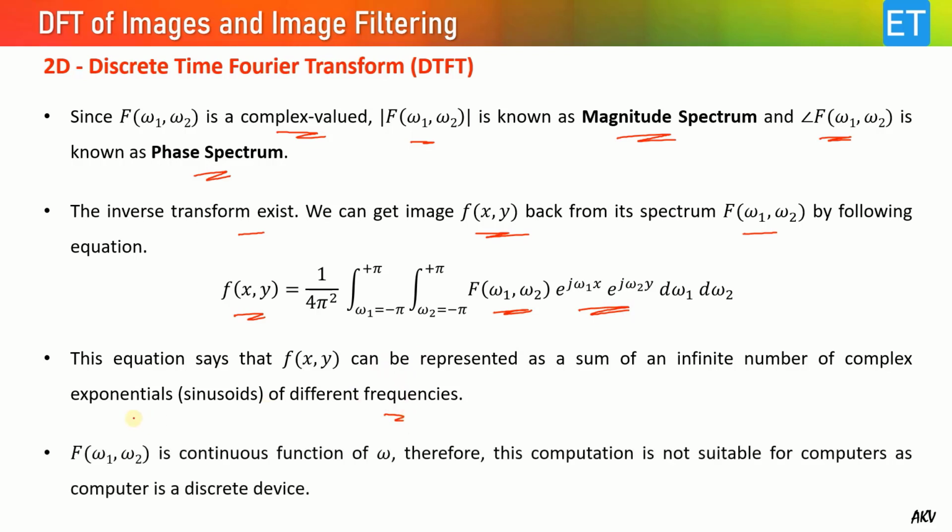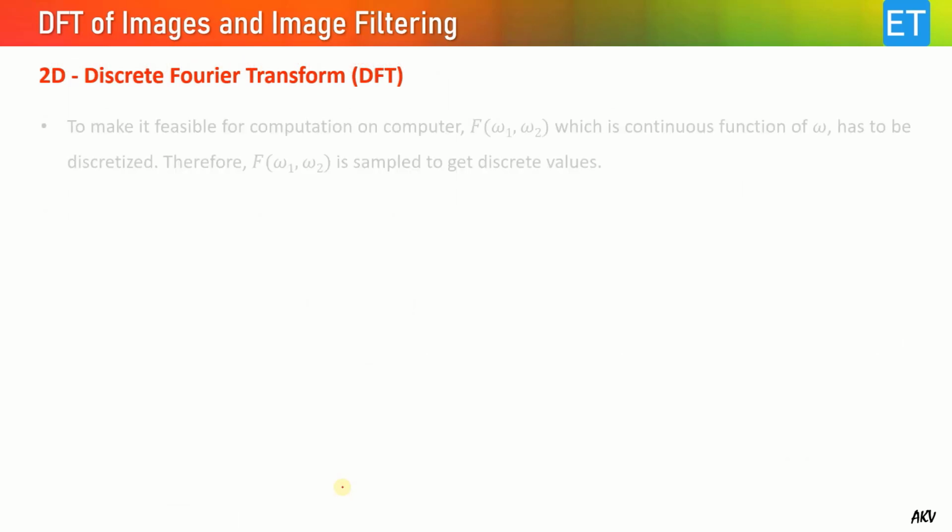And F(omega1, omega2), as I said, is a continuous function of omega. Therefore, this computation is not suitable for computers because the computer is a discrete device. A computer cannot evaluate a continuous function of a variable. It can only give discrete samples or discrete values of a continuous function. So what to do?